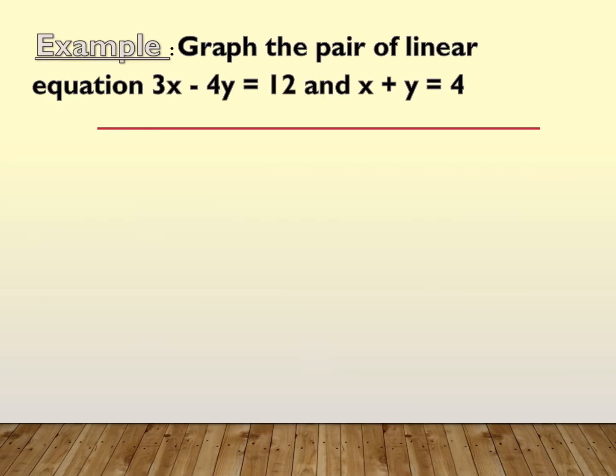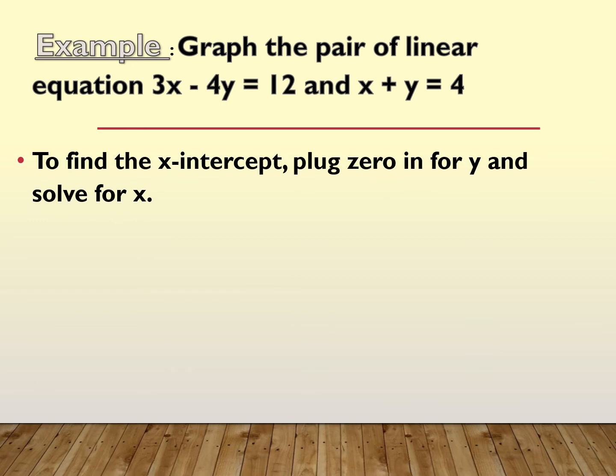Let us have an example of how to graph a pair of linear equations, or simply the system of linear equations in two variables. Graph the pair of linear equations 3x minus 4y is equal to 12 and x plus y is equal to 4. So how to graph? Let's find the x-intercept and the y-intercept.